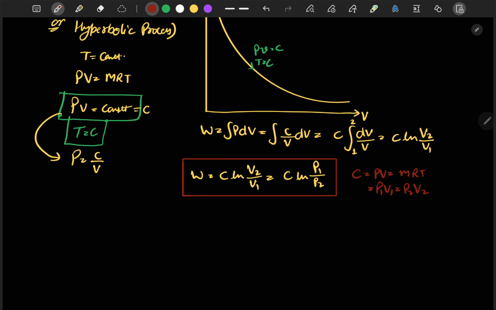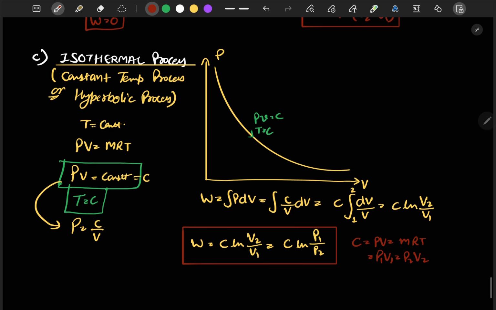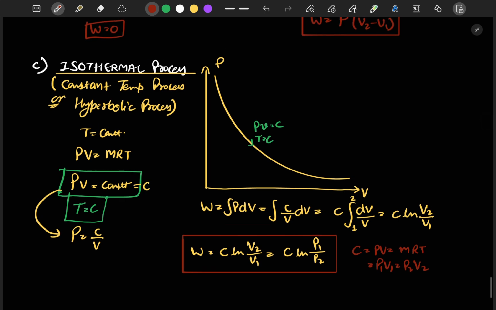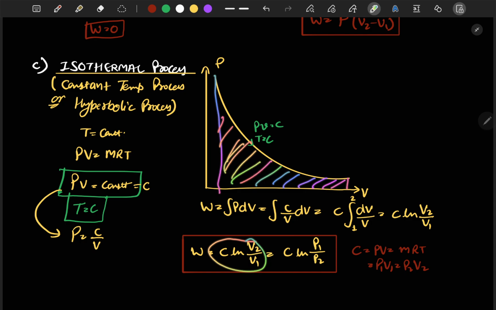Okay, so this is the value of work for isothermal process. This also represents here, what does this term represent? This term represents the area under the curve, the PV curve. This area is represented by using this equation, and this is called the work.